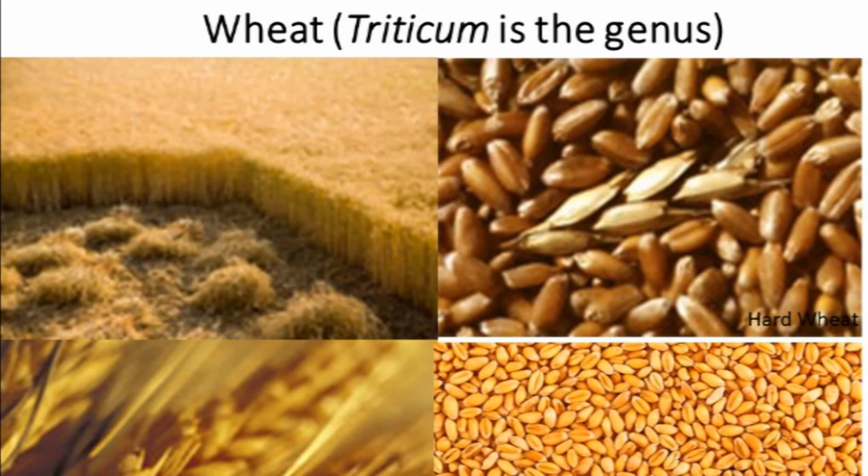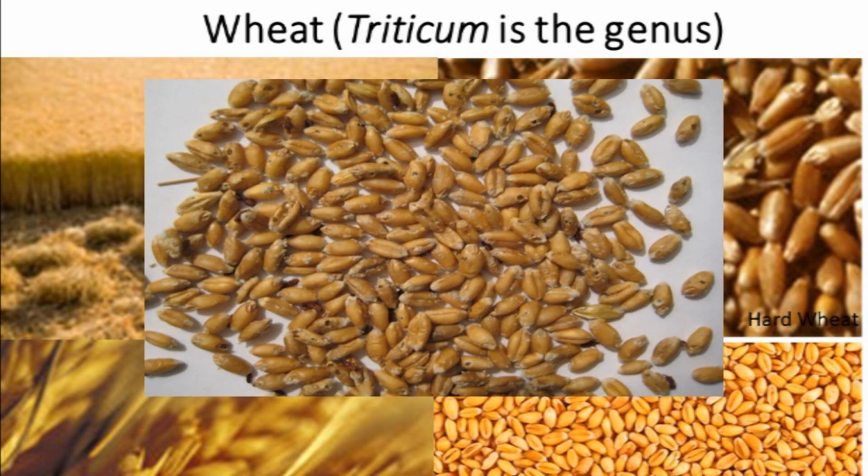The second grain is wheat, also known as Triticum, which is the genus. So you can see the grain, and here you can see the grain damaged by insects. You can see the hole in the grain. So when we are going to procure grain, we should keep in mind the quality of the grain and also ensure quality during the storage of the grain.